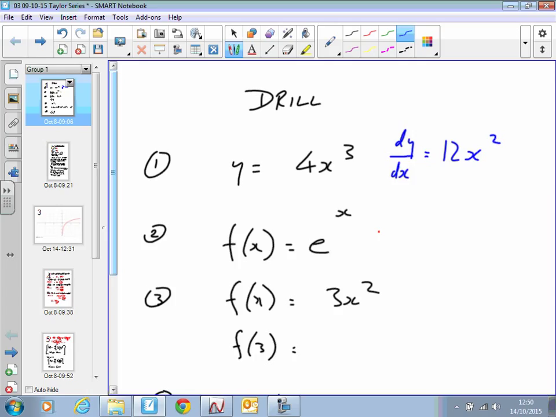Number 2, if we've got to be using f(x) for the function, then the notation for the differential is f prime x to represent the first differential. And this particular function, the exponential function, is its own differential. So that's the only function where if I want to know the gradient at a point, that's the same as the value of the function at that point.